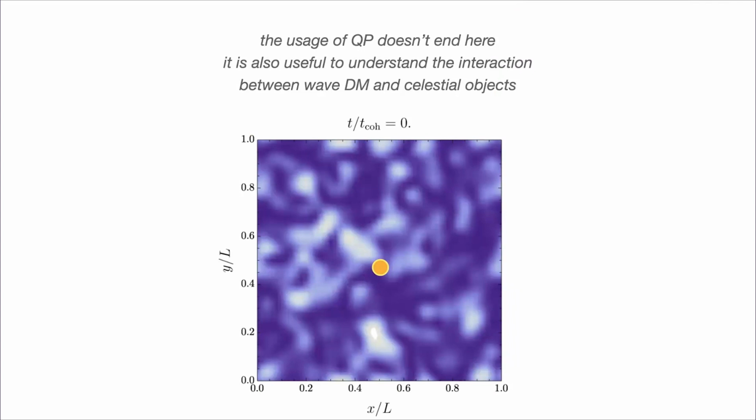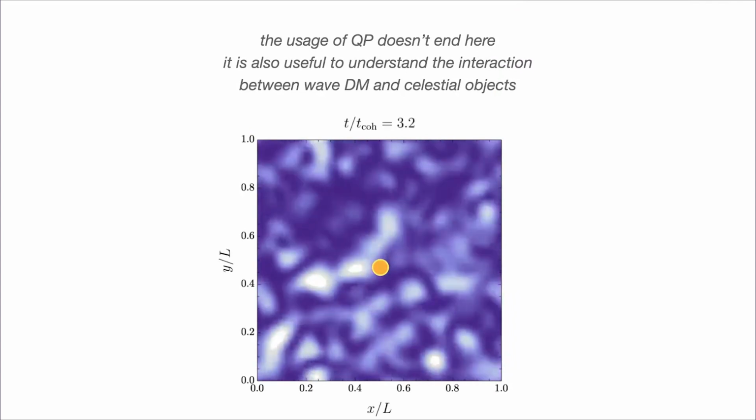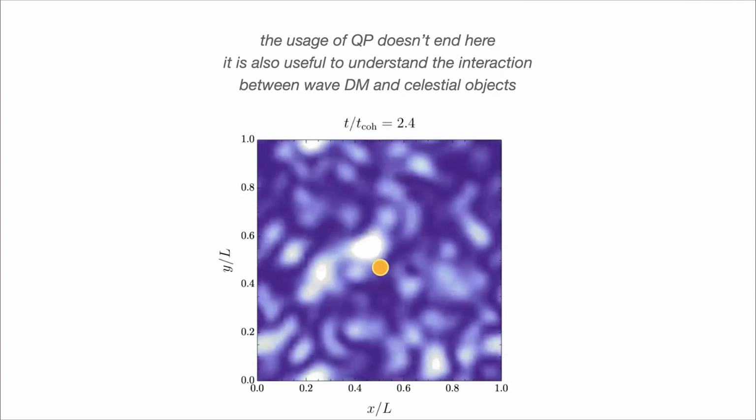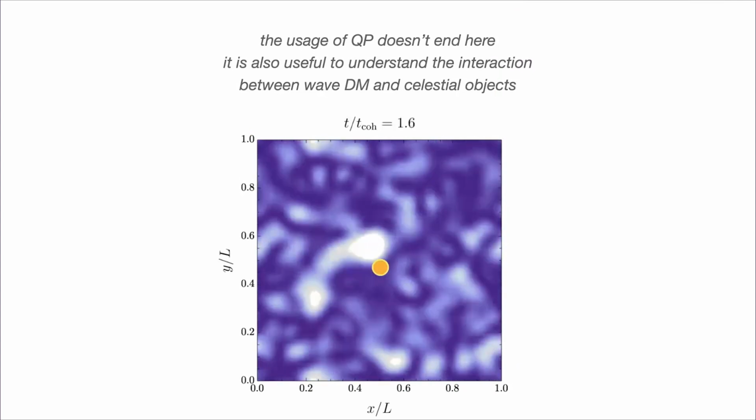The other useful thing is that, with this quasi-particle picture, we can easily understand the interaction between wave dark matter and stellar objects, or stars or black holes or other kinds of globular clusters and so on and so forth. So at the most fundamental level, there are quasi-particles just moving around in the simulation box.